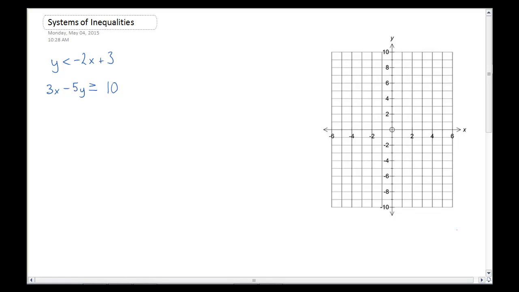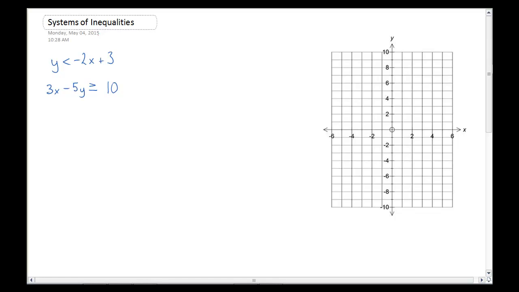And here we go with systems of inequalities. Now in this first video we're going to look at a system of linear inequalities. These are both linear graphs. There's no squares, no absolute values, nothing else weird going on. It's just x and y. So it's going to be a linear graph.